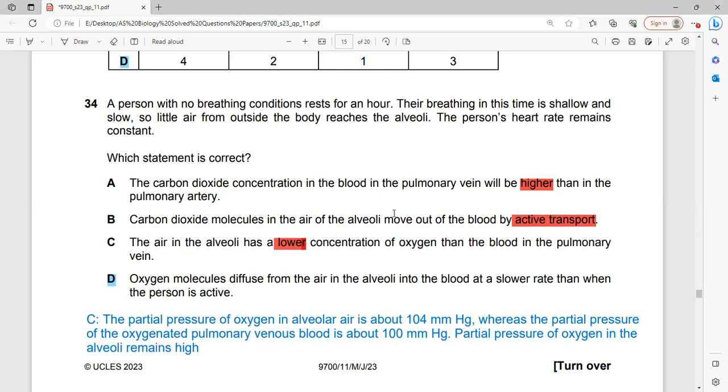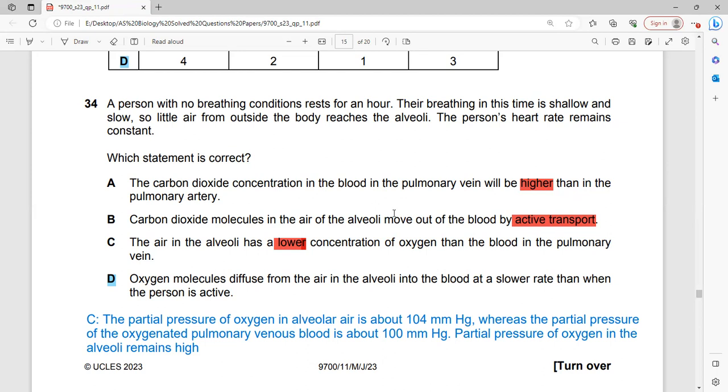Why? Because the pulmonary artery is getting blood from the right side of the heart, from the right ventricle, and that is deoxygenated blood. So this deoxygenated blood has a high concentration of carbon dioxide, and then it will move to the lungs, remove the carbon dioxide, and move to the pulmonary vein. This contains a high concentration of oxygen. So the word higher is wrong. The pulmonary vein has a lower concentration of carbon dioxide than the pulmonary artery.